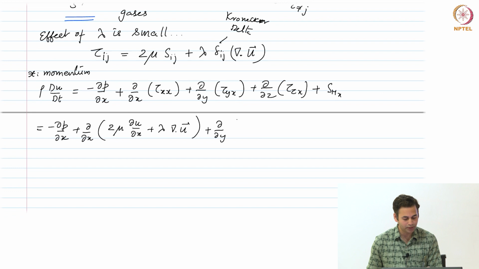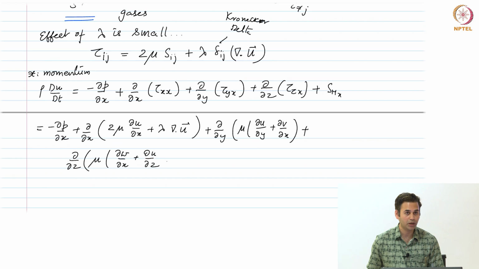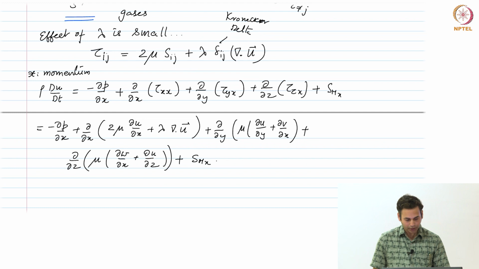plus partial y of mu times, this was tau yx, so this would be partial u partial y plus partial v partial x, plus partial z of mu times tau zx. So this would be partial w partial x plus partial u partial z, okay, plus we have S m x, okay.